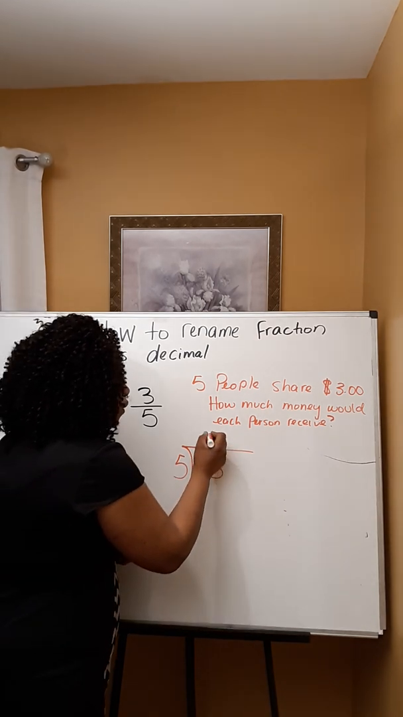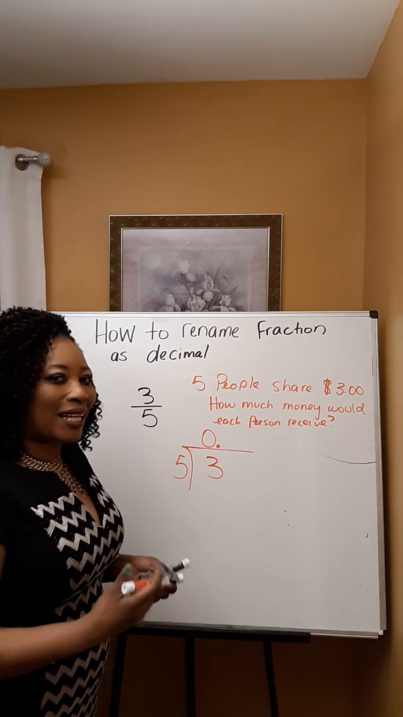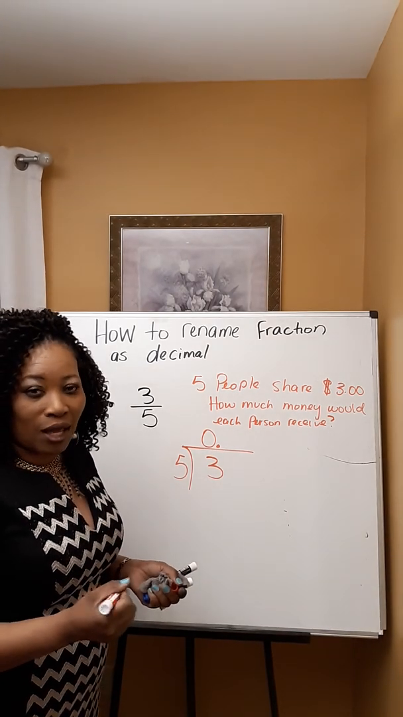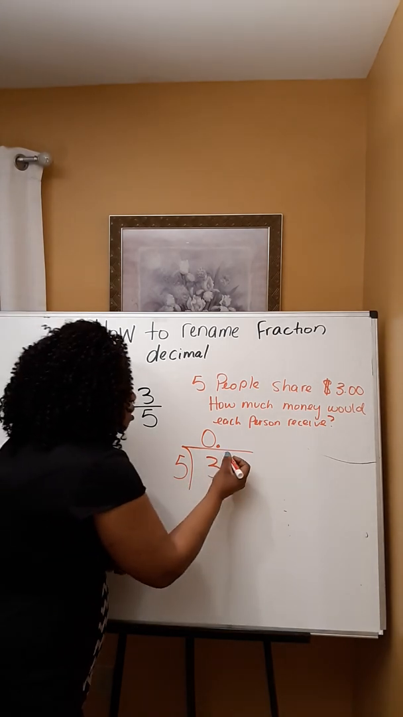What I'm going to do is put a 0 here and a decimal point. This decimal point is basically saying I don't have enough for a whole. I don't have enough for each person to get $1, so I'm going to have to change it. So I'm going to add a 0 here.